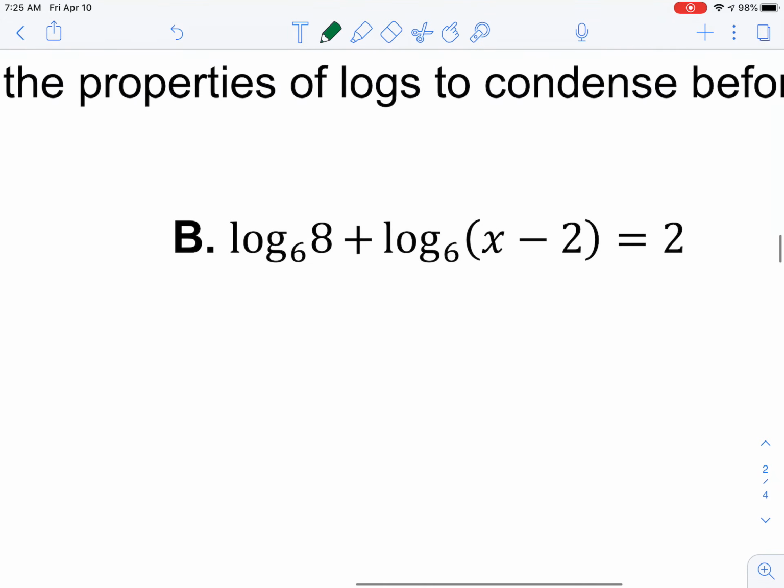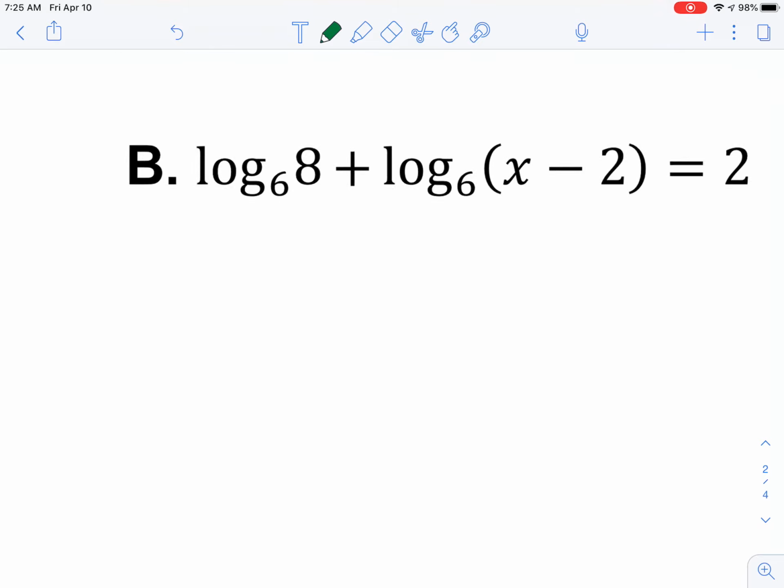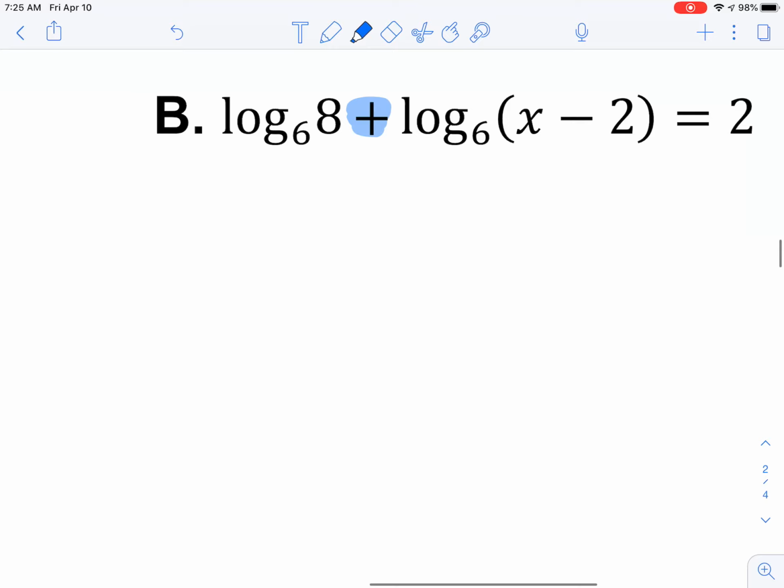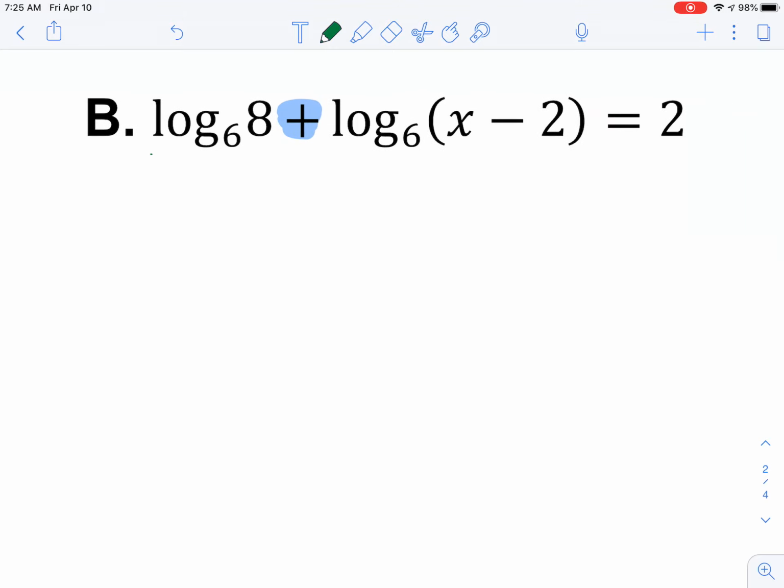And then the final problem for today, and then I'm going to give you a few to try on your own. Same thing. I see a plus sign in between the 2 logs. So what I'm going to do is use my properties to condense this into 1 log.